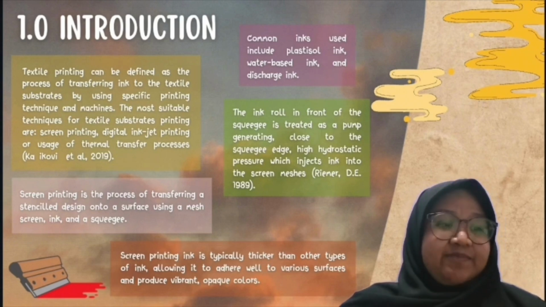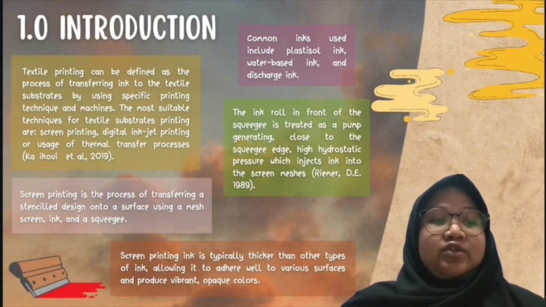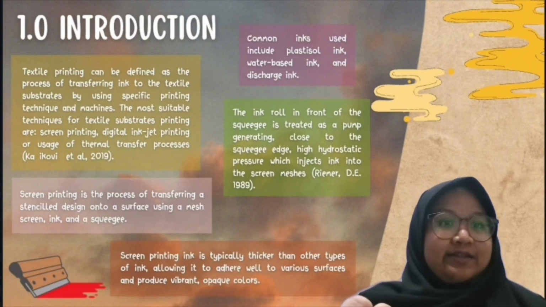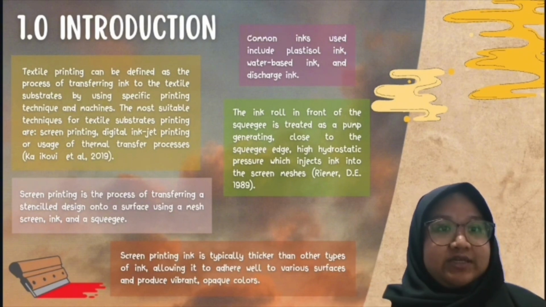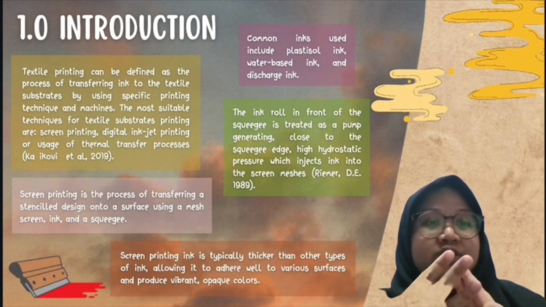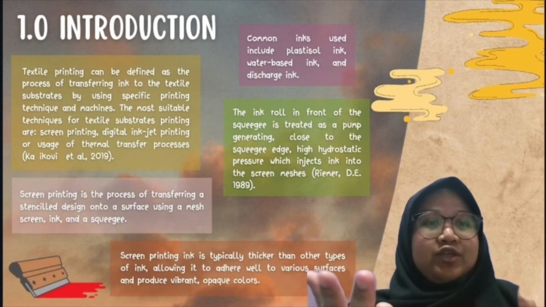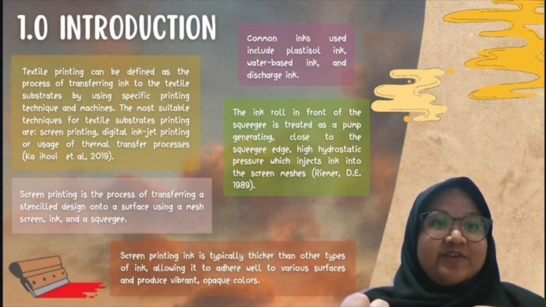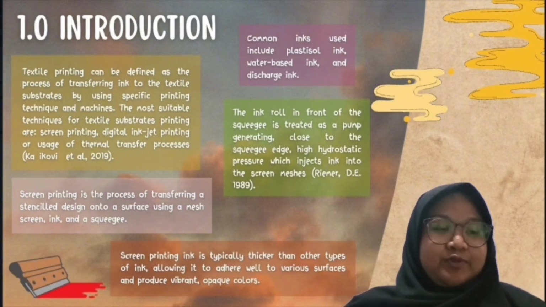Screen printing ink is typically thicker than other types of ink, allowing it to adhere well to various surfaces and produce vibrant, opaque color. The common inks used include plastisol ink, water-based ink, and discharge ink. All these three types of inks can be used in screen printing. For our project, we will be focusing on the water-based ink because it is more sustainable compared with the other types of inks.